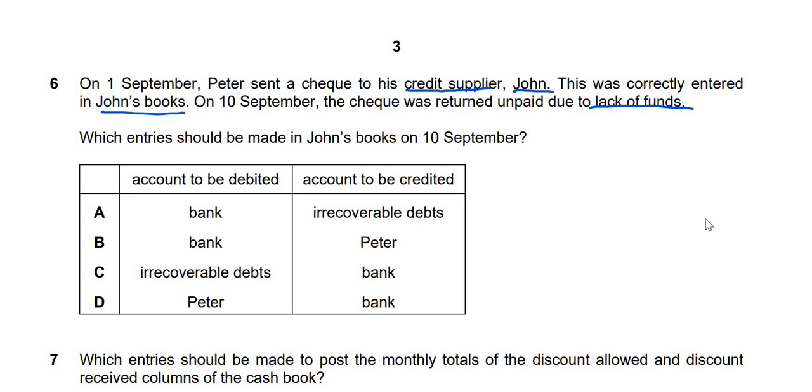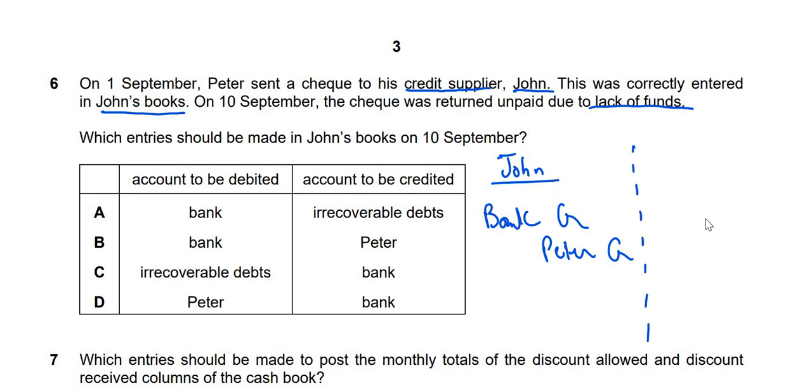So look, when check was received by John, he passed the entry. When John received the check, he made the following entry: bank debit, Peter credit. Okay. So when the check was returned unpaid due to lack of funds, John will reverse the entry. John will do what? Peter debit, bank credit. That's it.